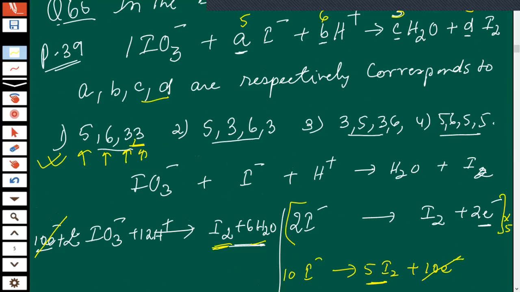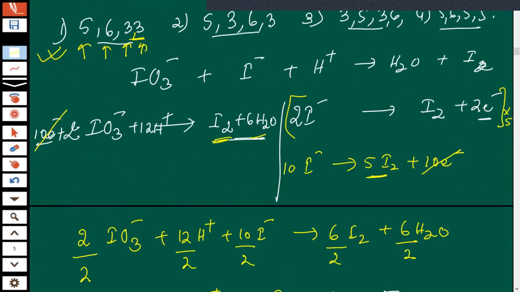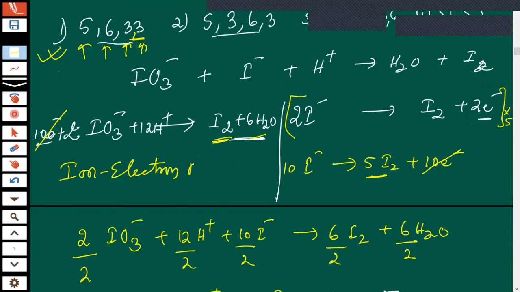First option. Did you understand, children? This type of balancing is known as the ion electron method.